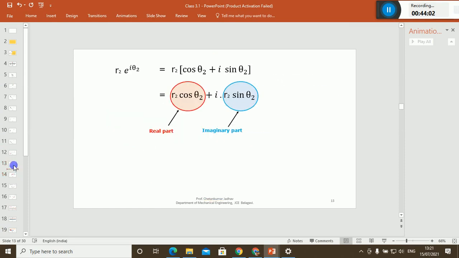So this was the equation R2 e raised to i theta 2. I'll simplify this. e raised to i theta is cos theta plus i sin theta. Just take the R2 inside, and we'll get this one and this one. The portion of the equation which is free from the alphabet i is considered the real part, and the portion along with this i is considered the imaginary part. So when you see this equation, you should simplify in your mind and be able to write what is the real part and the imaginary part. It is very, very simple.